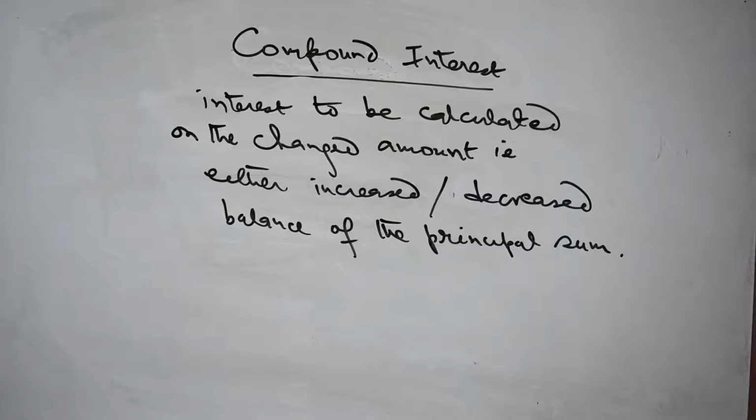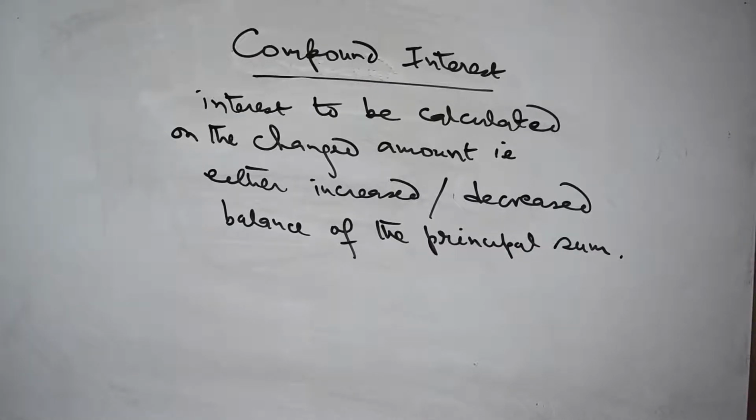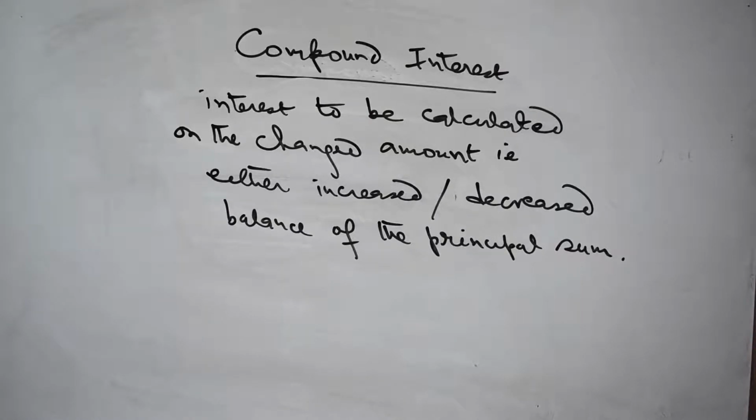Today I will be discussing the next part of this interest calculation, that is compound interest. In this case, interest will not be the same as what we discussed in simple interest, but interest is to be calculated on the changed amount. That is, interest on the increased or decreased balance of the principal sum. When the interest is added every time, the principal sum will increase, or if it is decreasing, in the case of depreciation, then the interest is on the decreased amount.